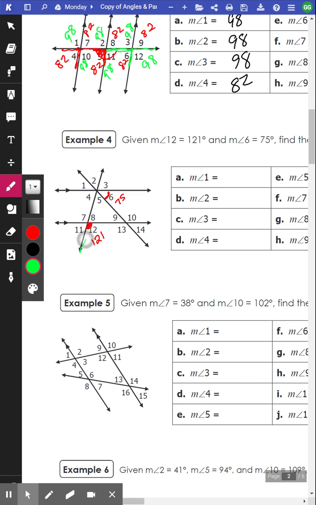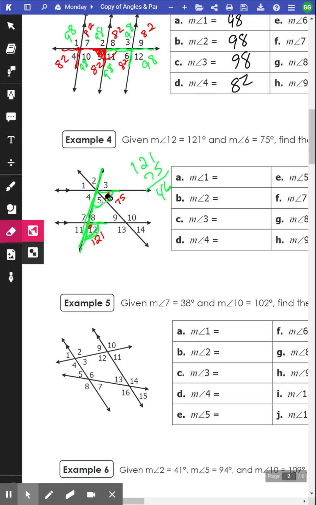If I'm using only this transversal, then if angle 12 is 121 degrees, this angle right here is the same as this angle right here. So that means that this entire angle has to equal 121 degrees. Angle 6 is 75. So if I wanted to figure out angle 5, I simply subtract those. So I do 121 minus 75, and I get 46. So I found out that angle 5 right here is 46 degrees.